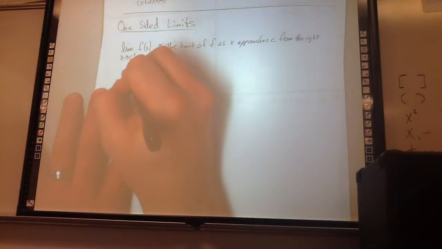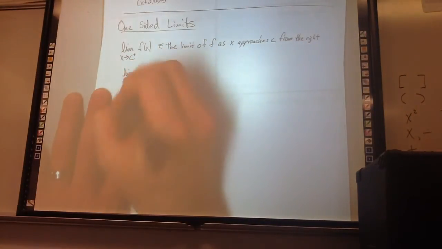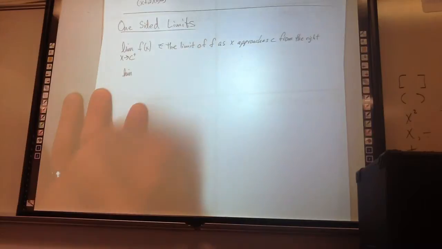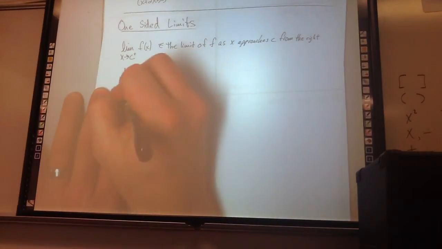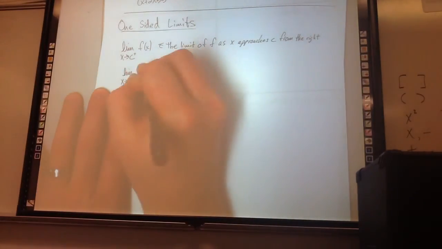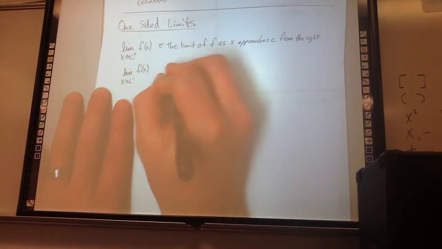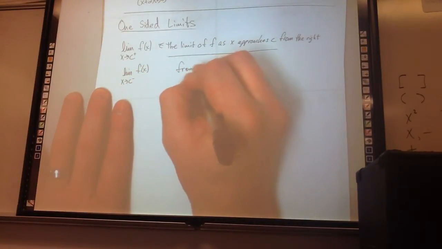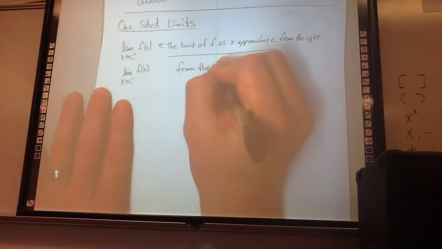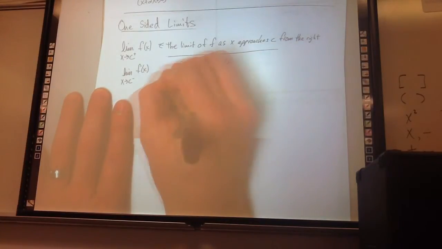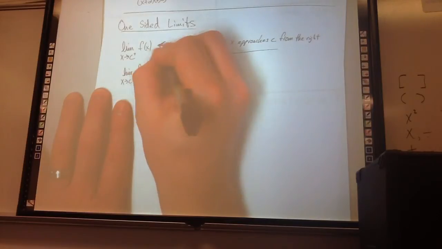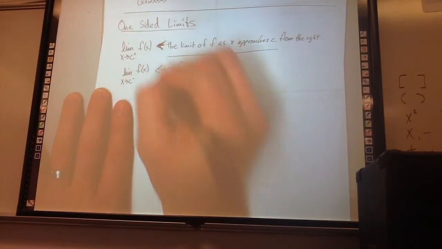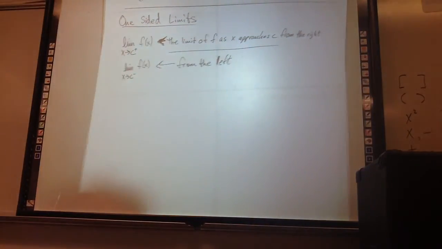And we could also write c with a negative sign, and that's the same thing, but from the left. I'm just showing you how to read it. So this is from the left.